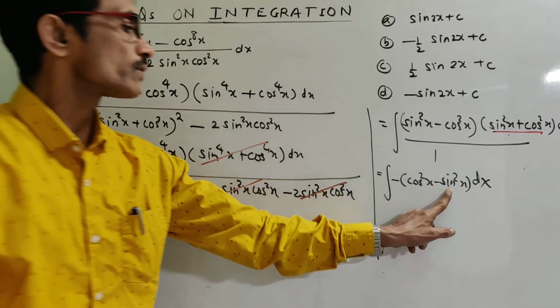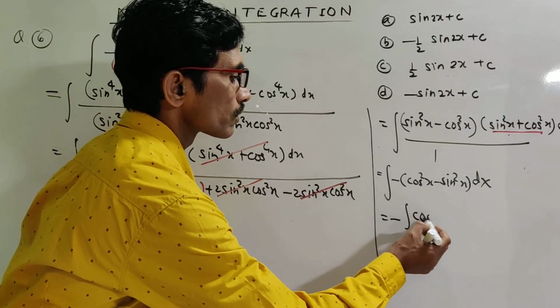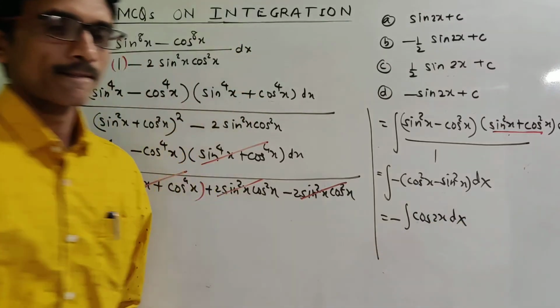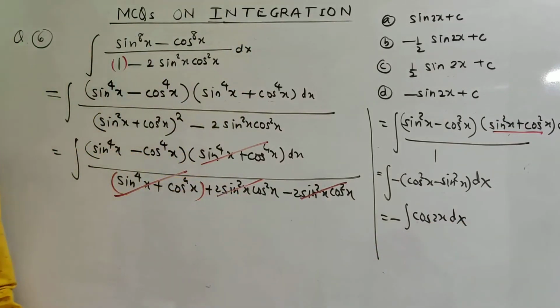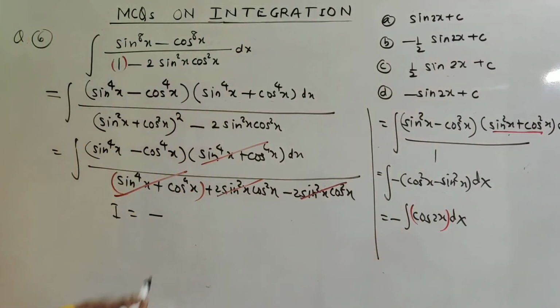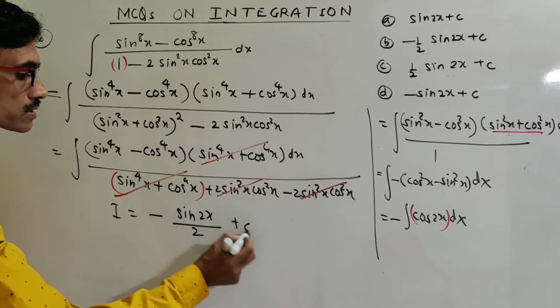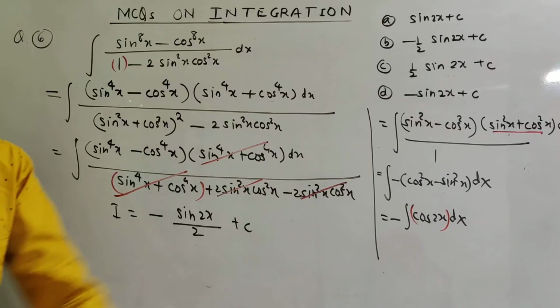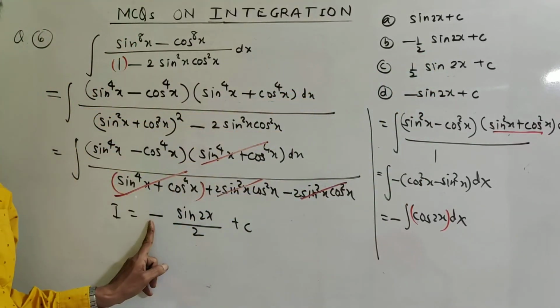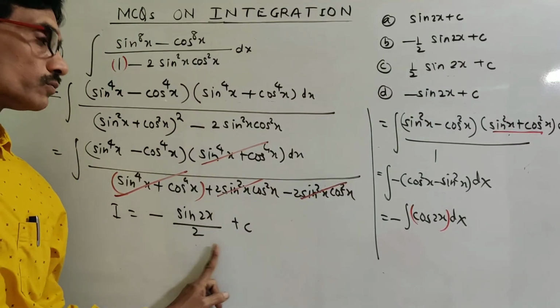Cos square minus sin square, we will write what? Cos of 2x, and the minus sign outside, cos of 2x dx it is. Integral of cos 2x is sin 2x upon 2. So the integral will be, minus sign is there, and integral of cos 2x, which is sin 2x upon 2 plus c. So we are having minus sin 2x upon 2 plus c.